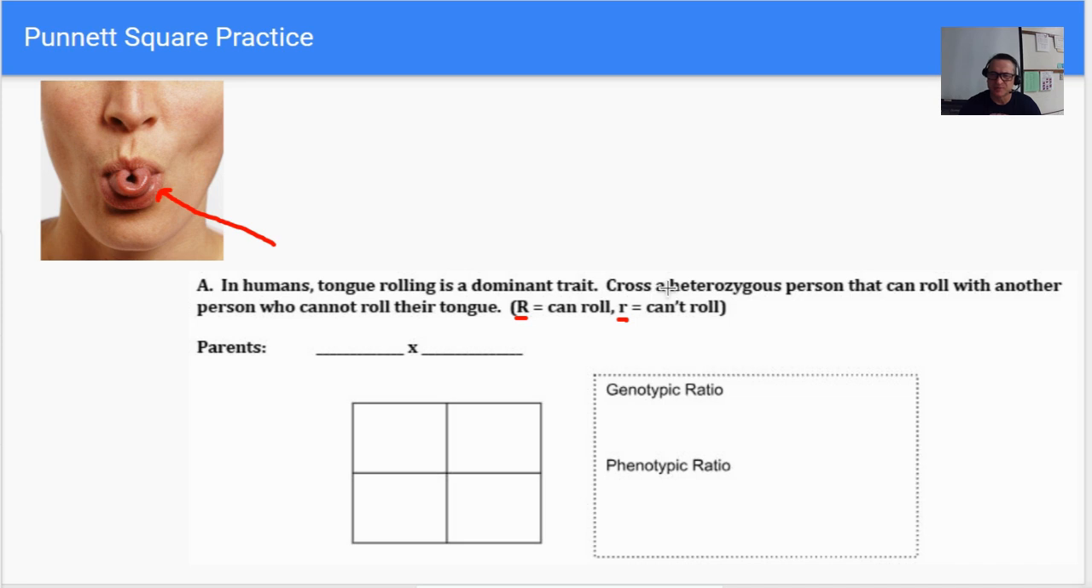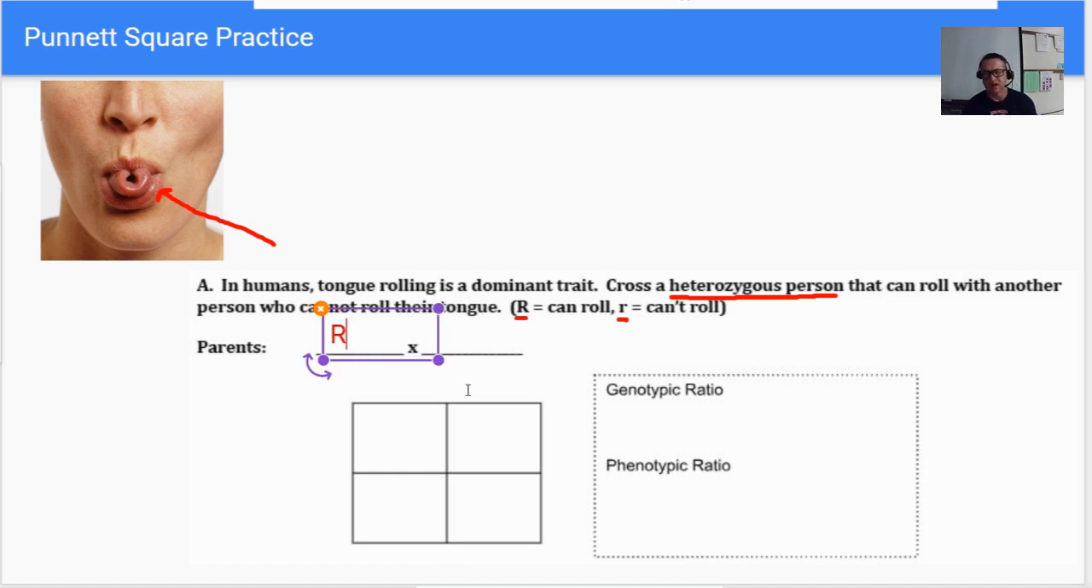All right, so we're going to cross two people. Step one is always find the genotype of the parents. And since this is a monohybrid cross, the genotype is going to be two letters, two alleles. You got one from mom, one from dad. All right, cross a heterozygous person. Heterozygous. If you know what it means, you got a chance. If not, you're just guessing. Heterozygous means different. So I need two different R's. Big R, little r. So that's from mom. She can roll her tongue because she does have one dominant allele.